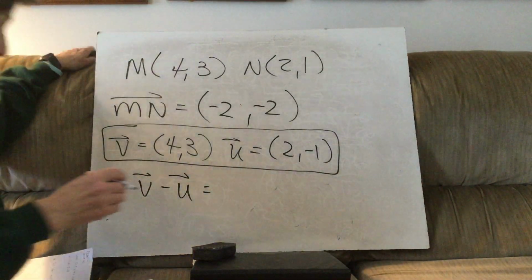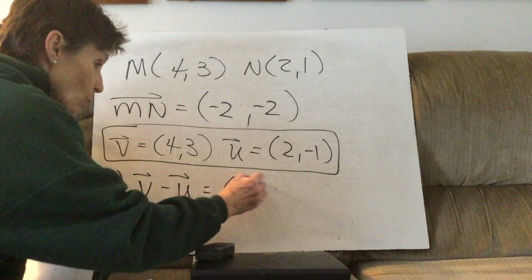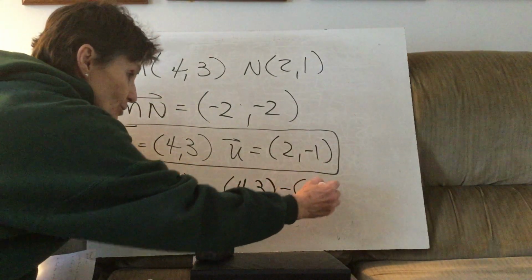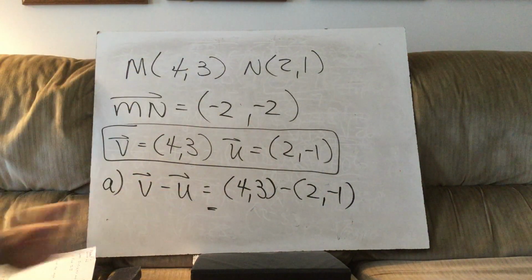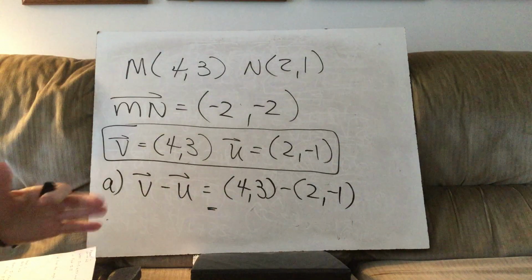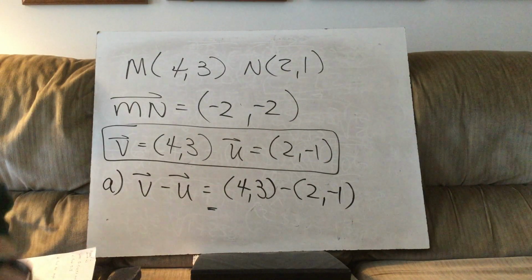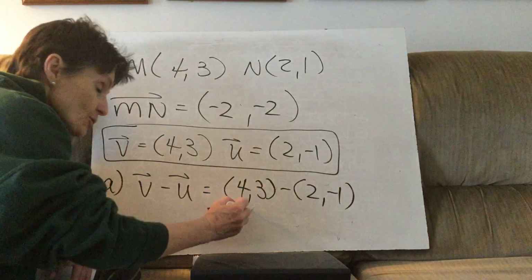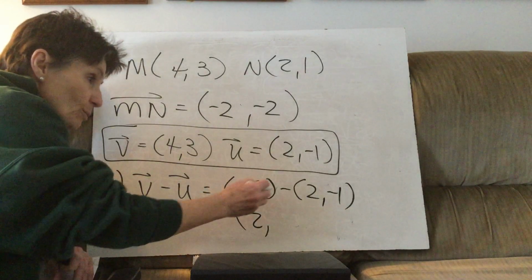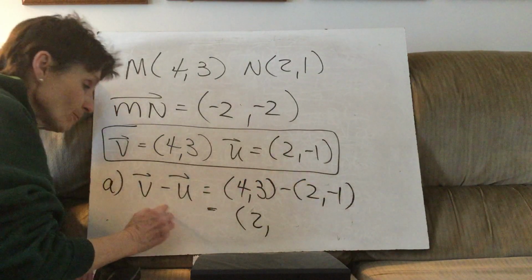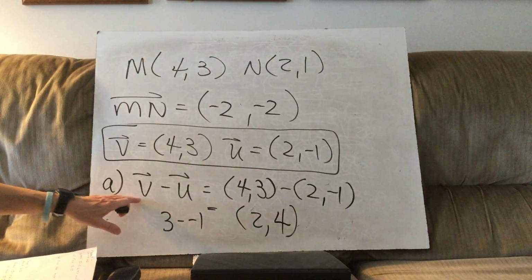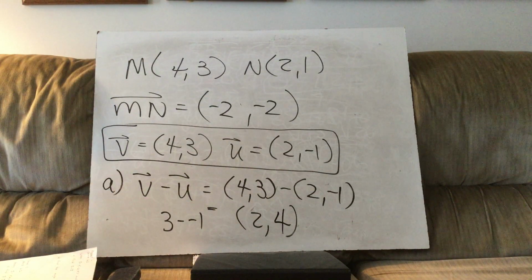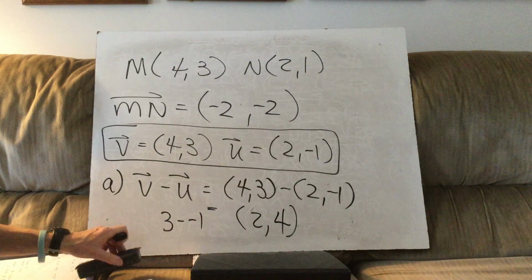Now, v minus u will be (4, 3) minus (2, -1). So when we add or subtract vectors, we just do x minus x, y minus y. So 4 minus 2 and 3 minus -1. Be careful, 3 minus -1. So the coordinates of v minus u are (2, 4).